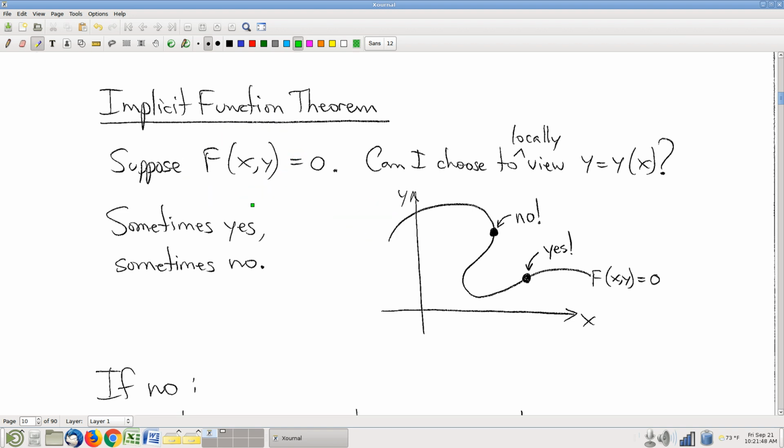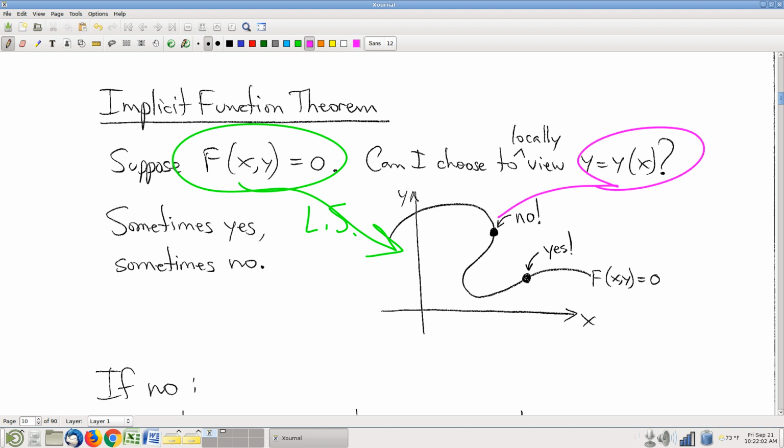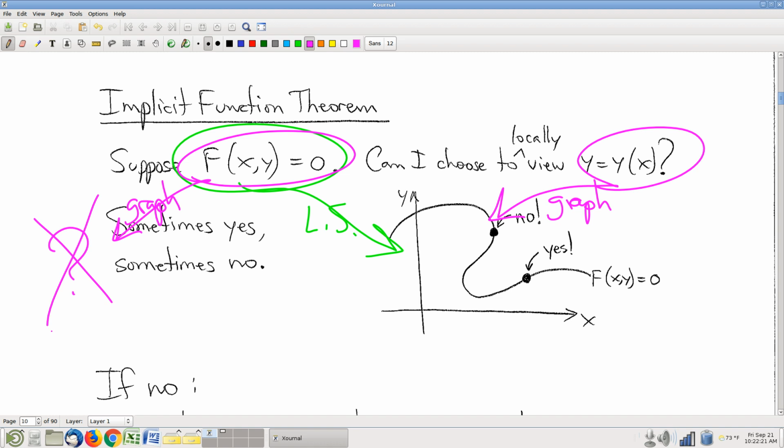We're looking at a level set of this f function, right? And we're asking, could I view it as a graph of this other function? Now let me point out what we're not doing. We are not looking at the graph of this function capital F. Don't care. This is not what we're worried about. The graph of this function capital F would be a surface in 3 dimensions. Got nothing to do with what we're doing here.